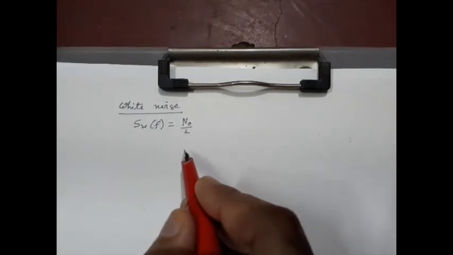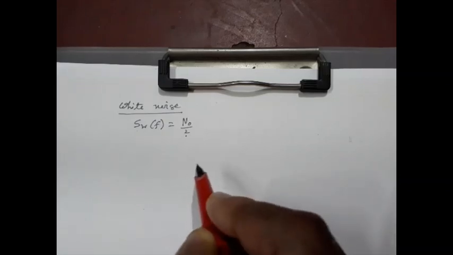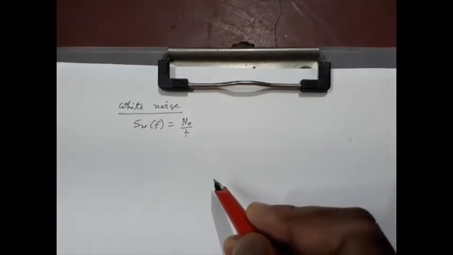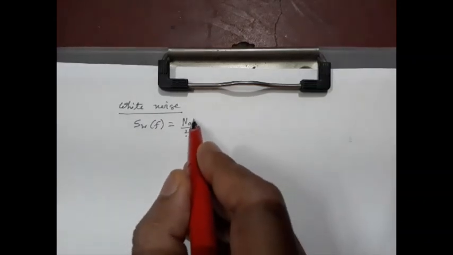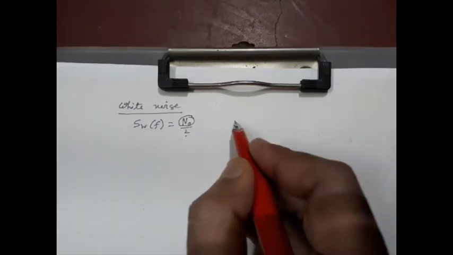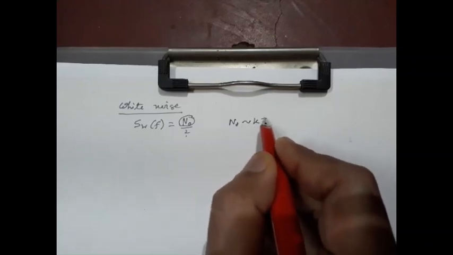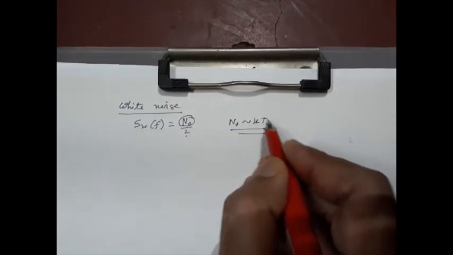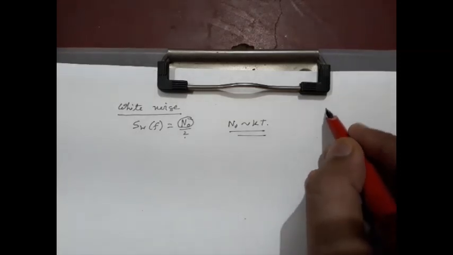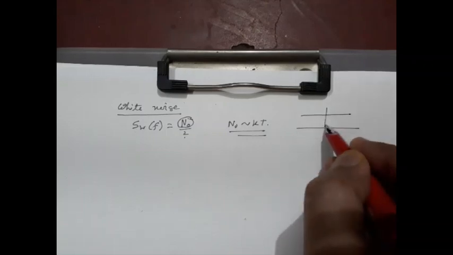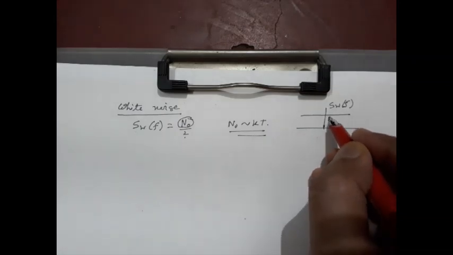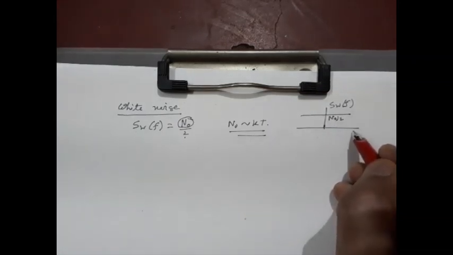The factor half has been included to indicate that half of the power is associated with the positive frequency and the other half with the negative frequency. The quantity n0 has a dimension of watt per hertz and is of the order of k into T, where k is the Boltzmann constant and T is the absolute temperature. So the power spectral density of this noise can be plotted in this way. All the frequency components are equally present. This value is n0 by 2, and this axis is f.